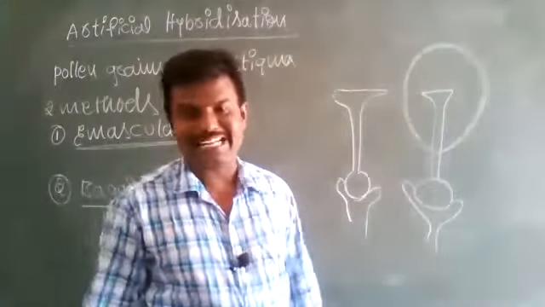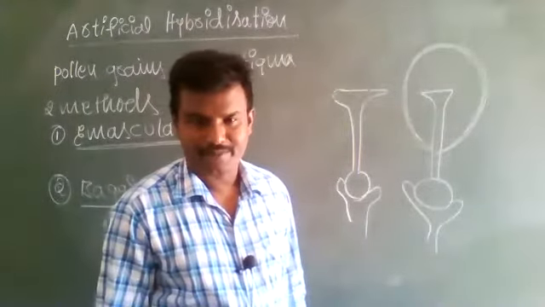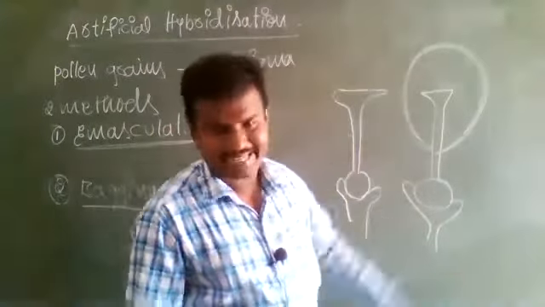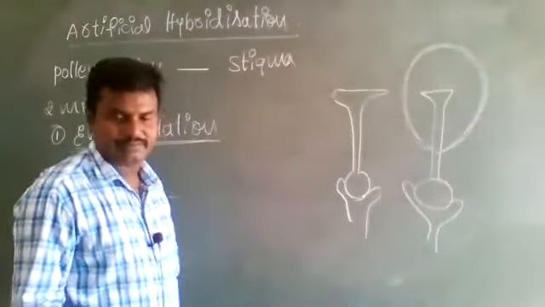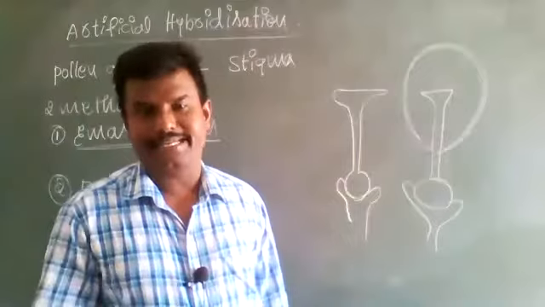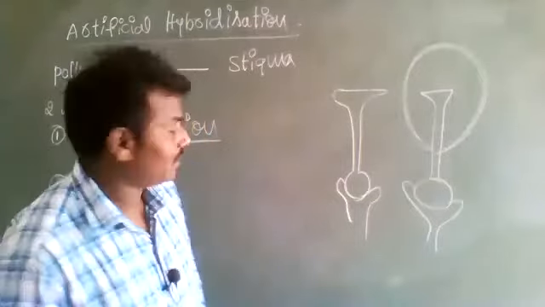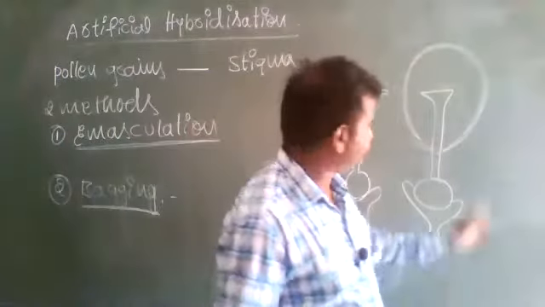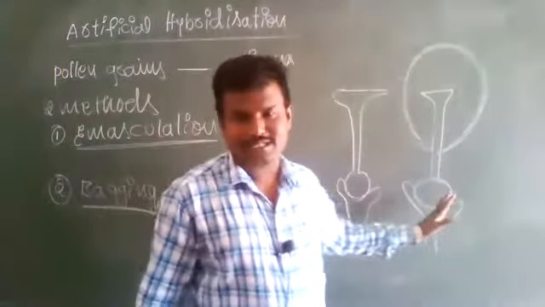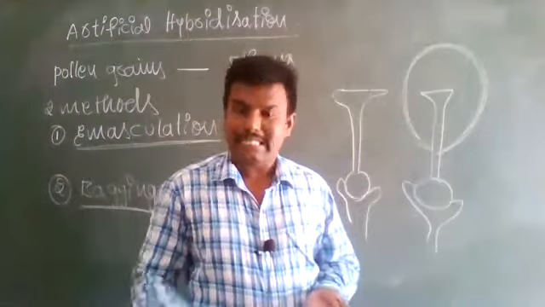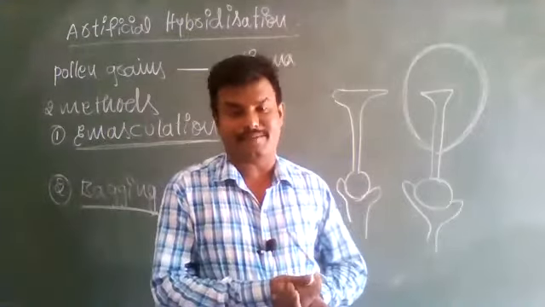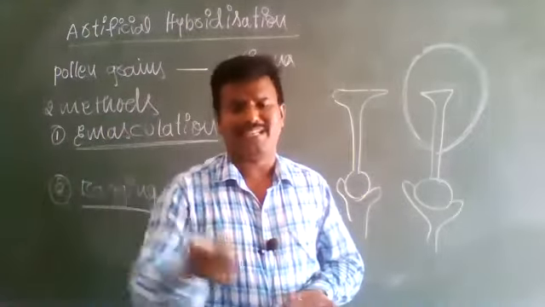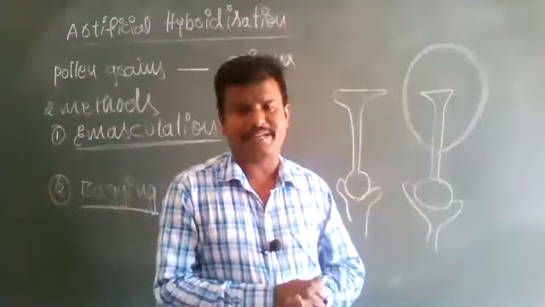it with a transparent bag. When we have bagged, the date, time, month we have to mention. So this technique is called bagging. Very simple. The emasculated flower we have to cover with a transparent bag. That may be a polythene cover or any transparent cover.